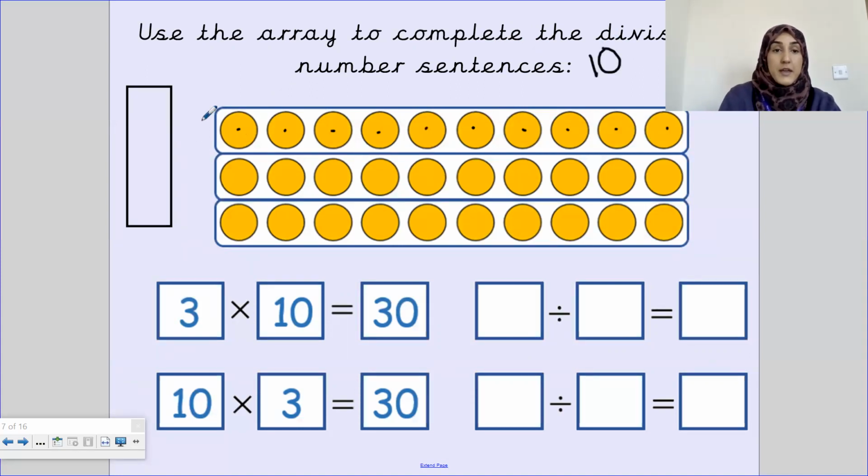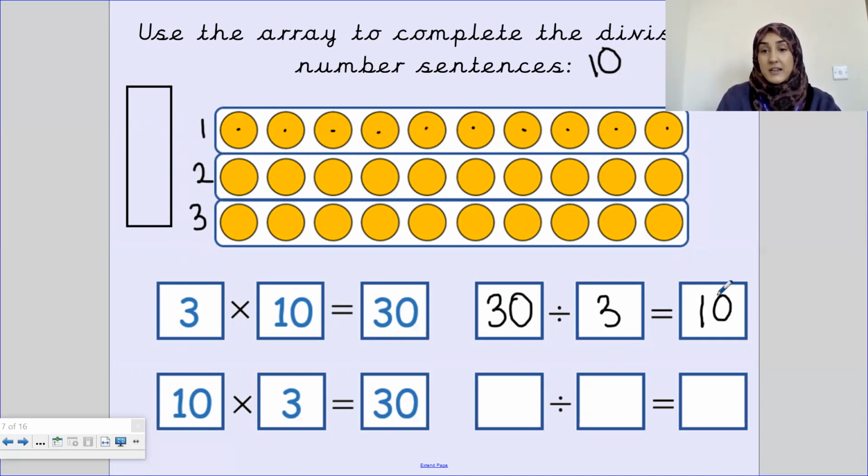Now, how many rows are there? 1, 2, 3. And I can see that because it says 3 rows multiplied by 10 counters in each row equals 30. So there are 30 counters here. So for my division number sentence, I start with a total amount, which is 30. And then I'm going to divide it into how many rows were there, Morris class? Can you tell me? Well done. Divided by 3 rows or 3 groups. And how many counters in each group? Well done. 10 counters in each group. So 30 counters divided into 1, 2, 3 groups equals 10 counters in each group.